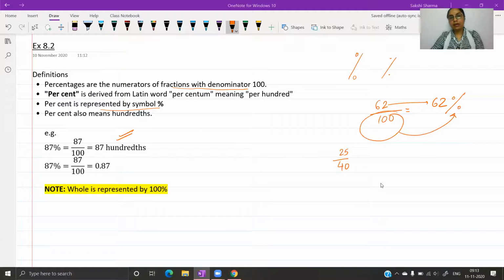So 87 by 100 can be written as 87 percent, or it can be written as 87 hundredths. And you also know how to convert 87 by 100 into a decimal number. So there is a question in the exercise where they will ask that you are given a value in percentage, you have to write it as a fraction, and you also have to write it as a decimal number. So there are 2 questions. So you should know, when you remove this percentage sign, it will be a denominator 100 with that number.